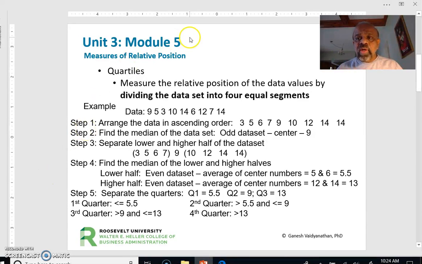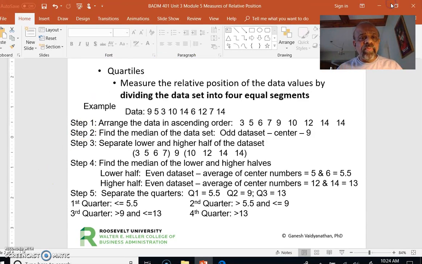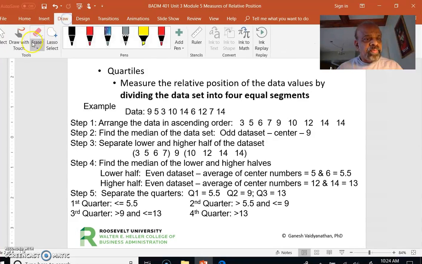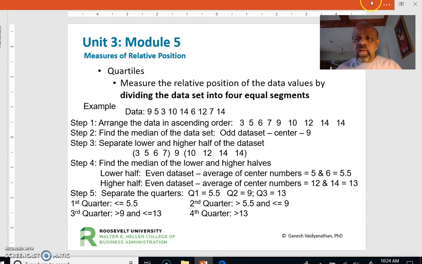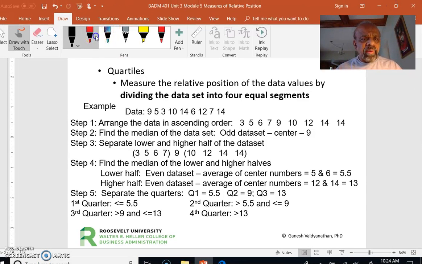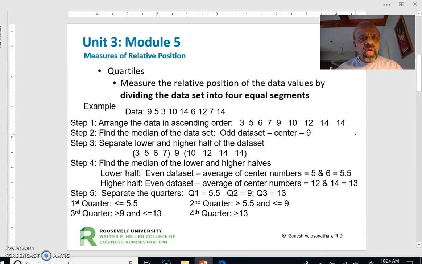So let's look at what a quartile is and how to come up with these quartiles. The first thing that I would like to do is to find out these quartiles. Let me make my pen red in color so that it'll be easier for me. Quartiles are measuring the relative position of data values by dividing the data into 4 equal segments. This is the idea, 4 equal segments.